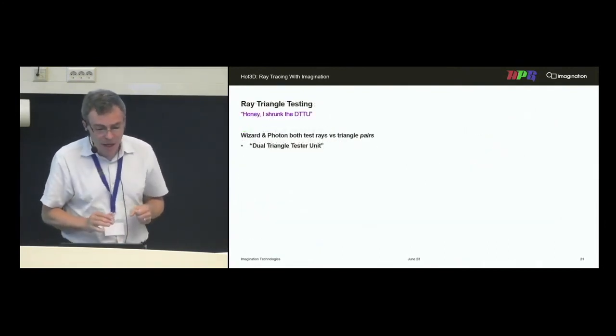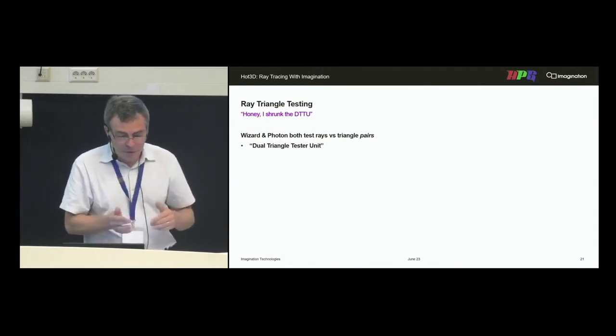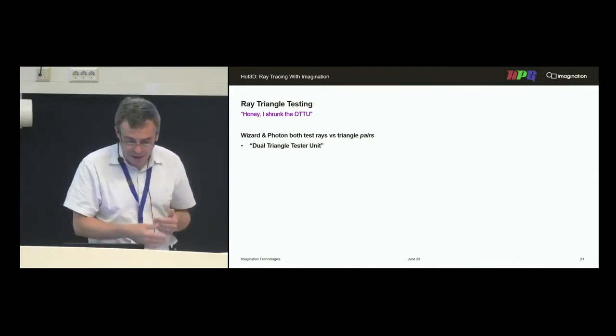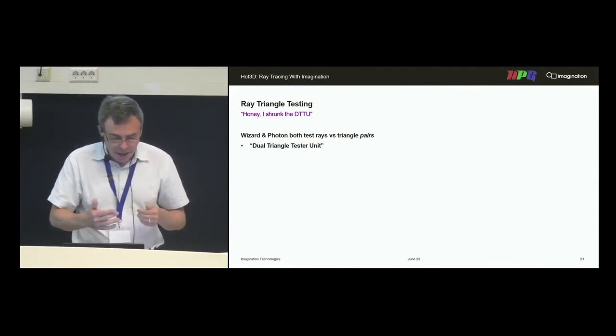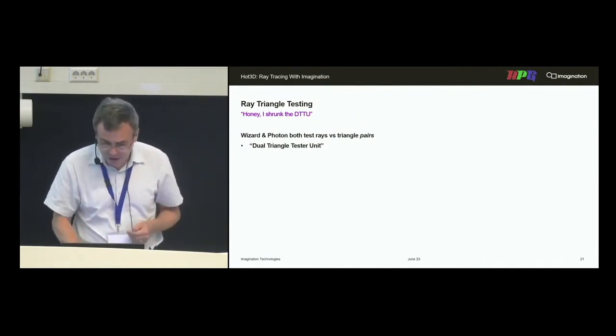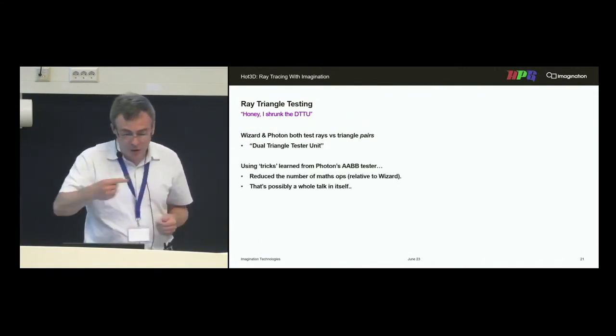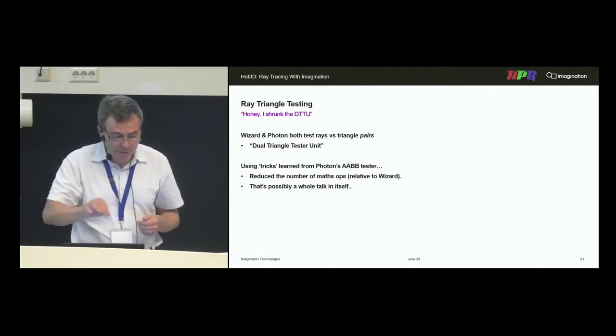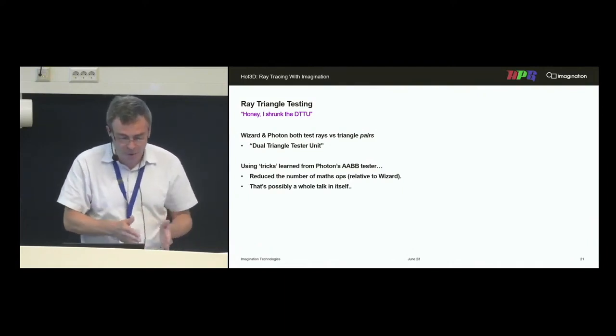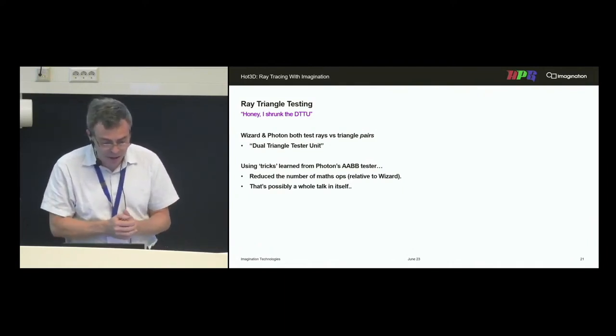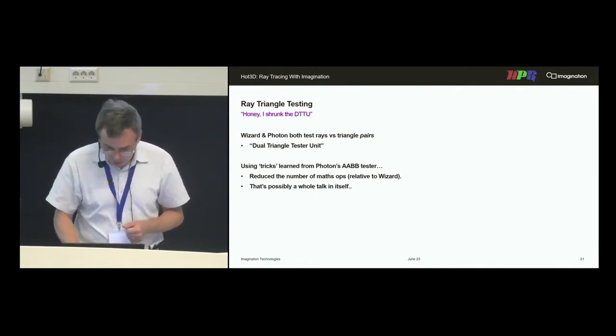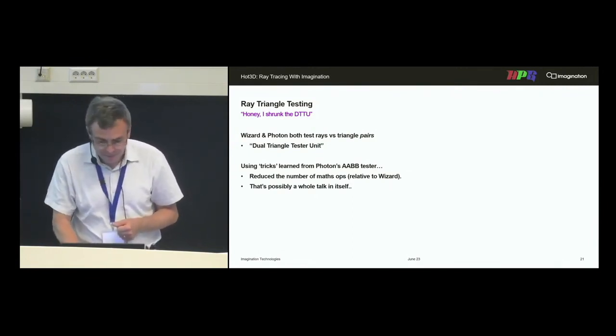Other things we did. Both Wizard and Photon test rays against triangle pairs. I've been harping on about this all week. So we have a dual triangle tester. But using the tricks we learnt from doing the AABB tester, we've managed to reduce the number of maths ops relative to Wizard by quite a bit. But that's probably a whole talk in itself.